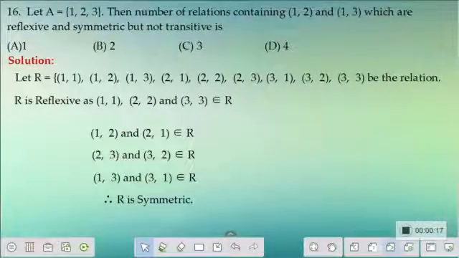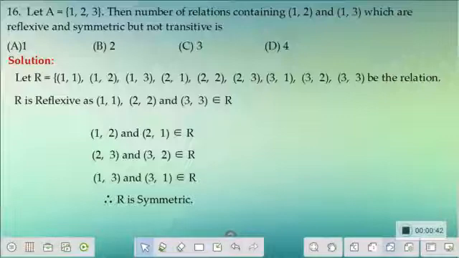Here is the 16th problem. Let A equal to the set containing elements 1, 2, 3. Then the number of relations containing the ordered pairs (1, 2) and (1, 3) which are reflexive and symmetric but not transitive is either 1 or 2 or 3 or 4. We have 4 options and we have to choose one among these.